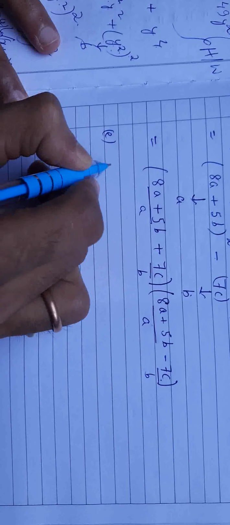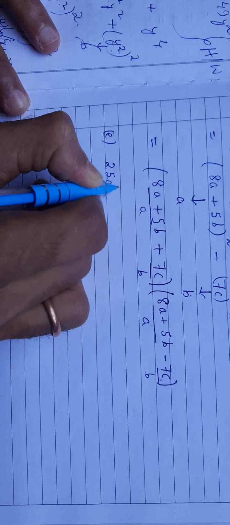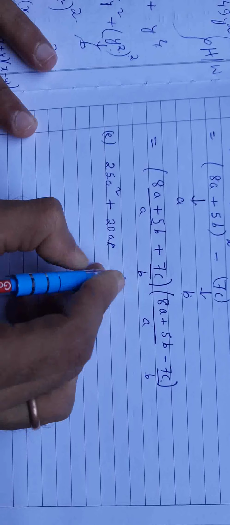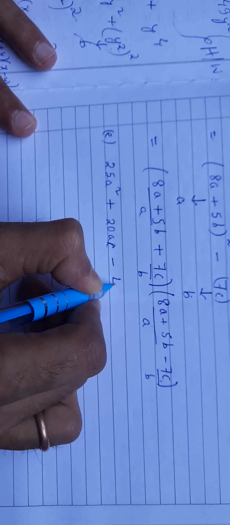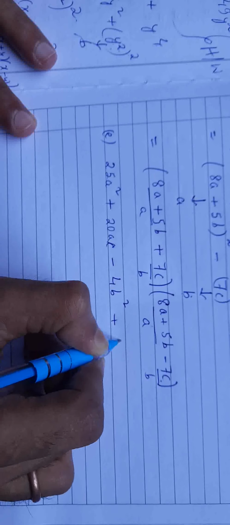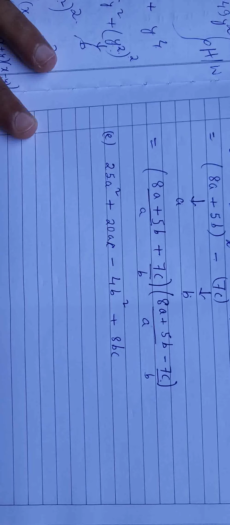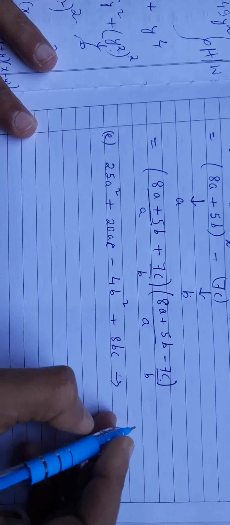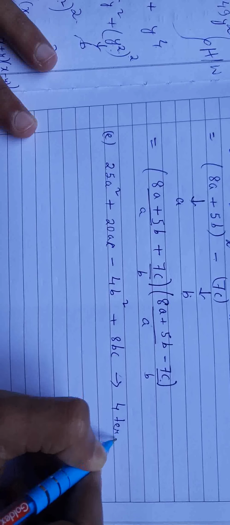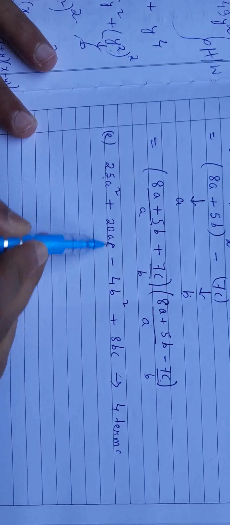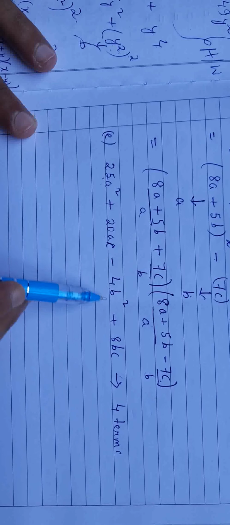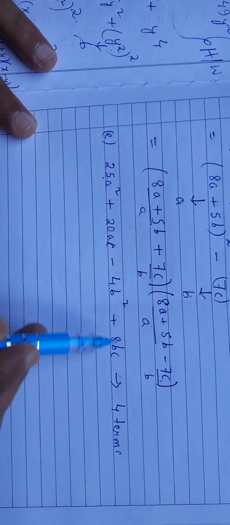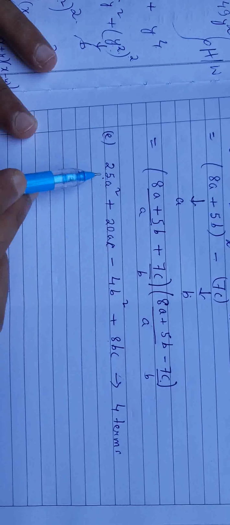Next question is 25a square plus 20ac minus 4b square plus 8bc. Here also you will find that the number of terms are 4: 1, 2, 3 and 4 terms. Out of these 4 terms you will find nothing is common, since here you have got 25, here 20, here 4 and here 8. So out of these 4 terms nothing is common.